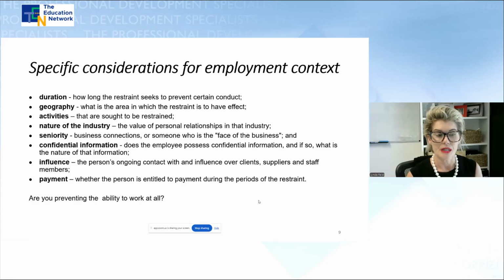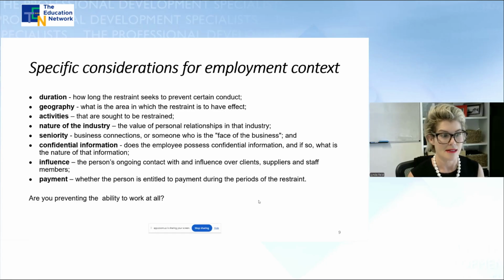Looking at confidential information, so who has confidential information, and if they have it, does it have commercial value attributed to it? Is it going to be worth something to a competitor? And if so, what is the nature of that information, and how long would it reasonably be considered to be valuable for?